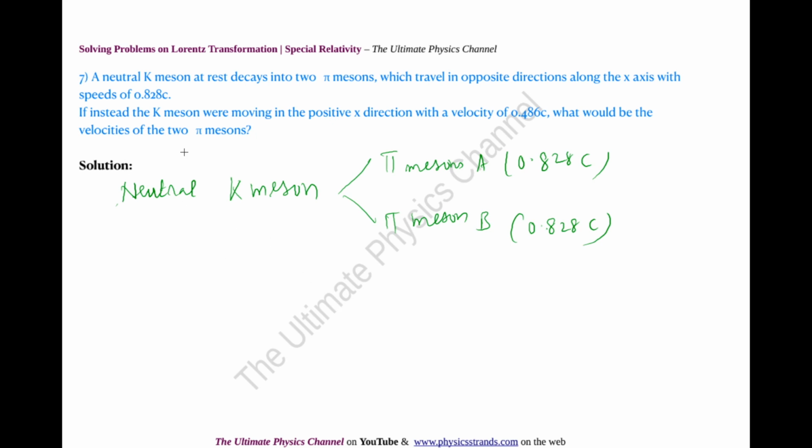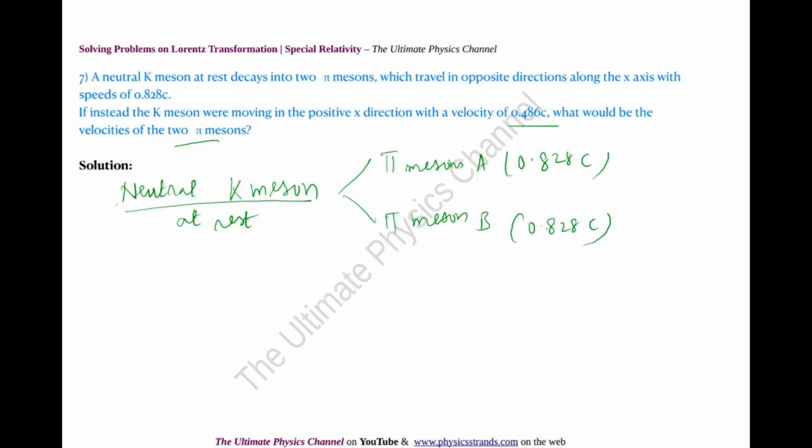If instead the K meson were moving in the positive x direction already, because it was originally at rest, if it were rather moving originally with the velocity u, 0.486 c, now what would be the velocities of these two mesons? Here we can fix a frame of reference to the K meson, and since it is moving, we can say that that's the relative velocity, and then we can calculate the velocity of these two objects in that frame of reference, right?